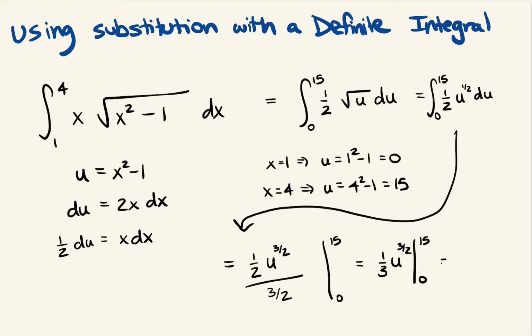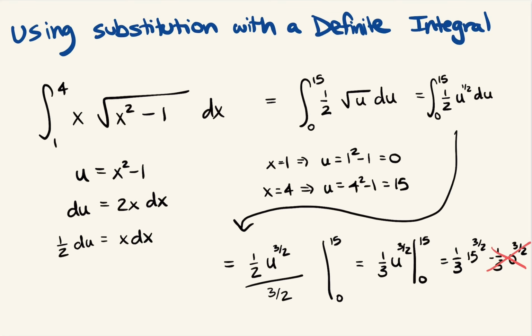And now when I plug in those limits, I have 1/3 15 to the 3/2 minus 1/3 0 to the 3/2, which is just 0. Right, so my final answer, what I'm left with, is 1/3 15 to the 3/2.